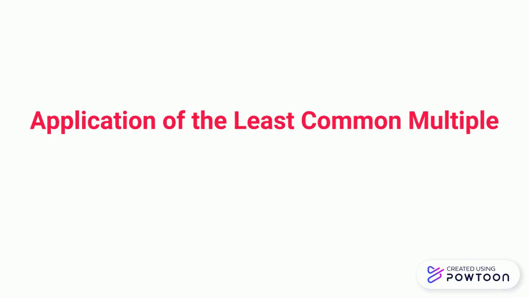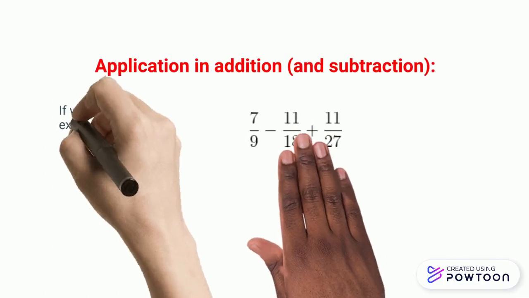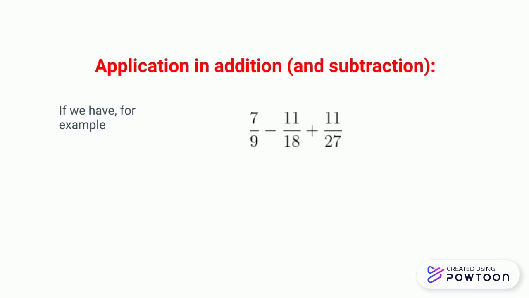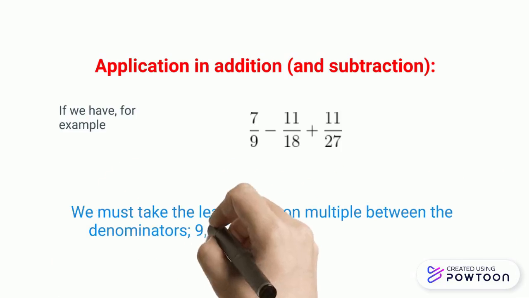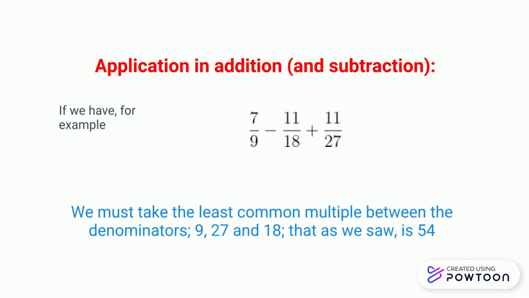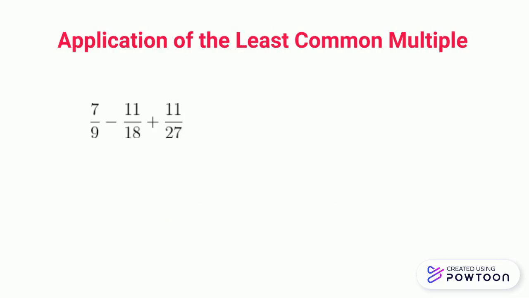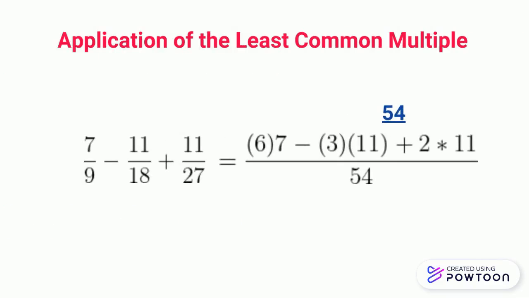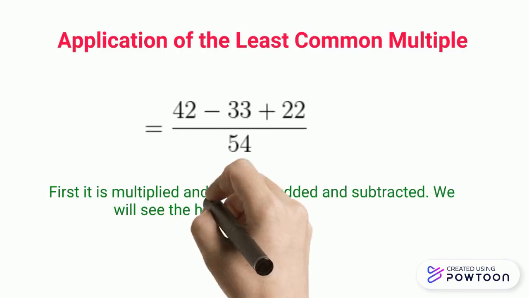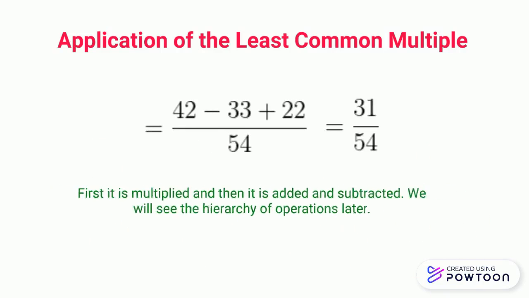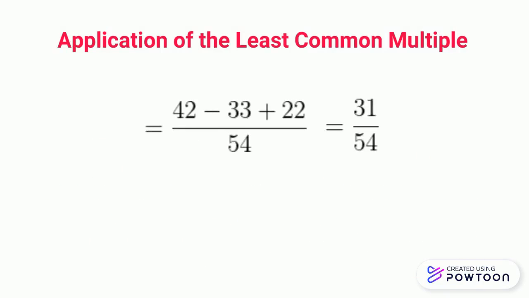We are going to apply the least common multiple to the addition and subtraction of fractions. In this expression, using as an example the denominators worked on in the previous part, 9, 18, and 27, first we determine the least common multiple. With 54, which will be the denominator of the result, we divide the common denominator by the denominator of each term. We multiply it with the respective numerators and add the products. The sum of this multiplication will be the numerator of the result.